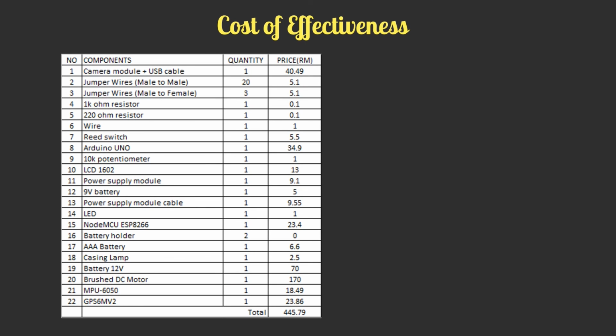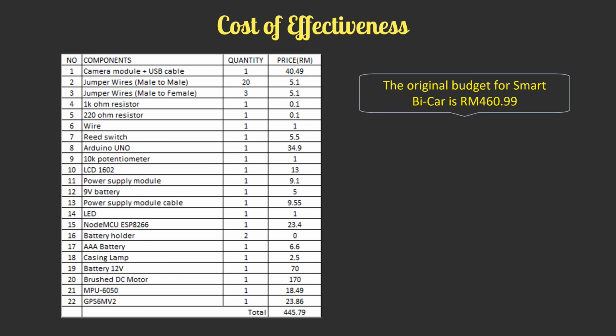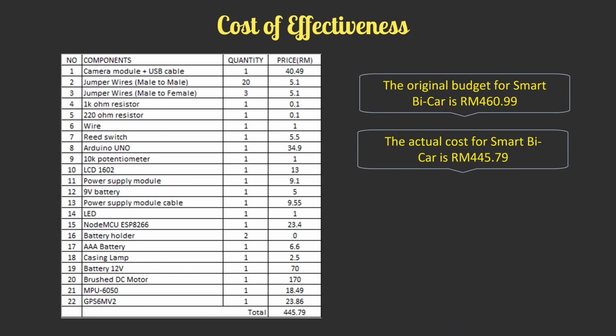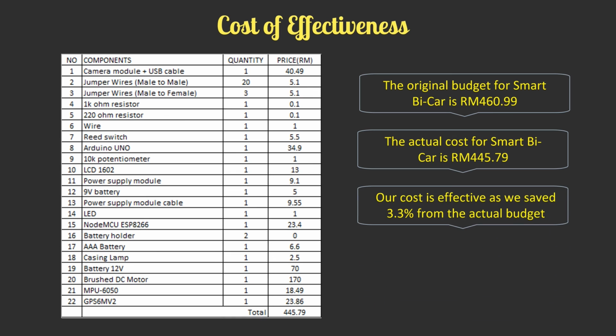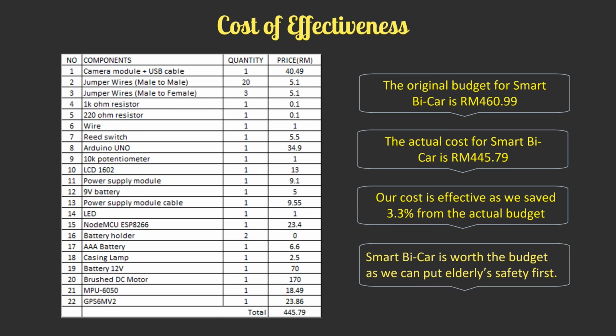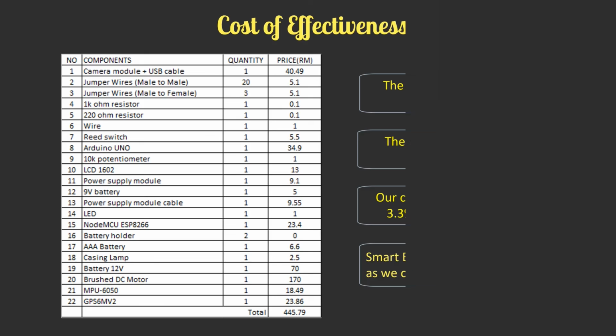For cost effectiveness, the original budget for Smart Biker is RM460.99, but the actual cost for Smart Biker that had been used was RM445.79. Our cost is effective as we save 3.3% from the original budget. Thus, Smart Biker is worth the budget as we can put elderly safety first.